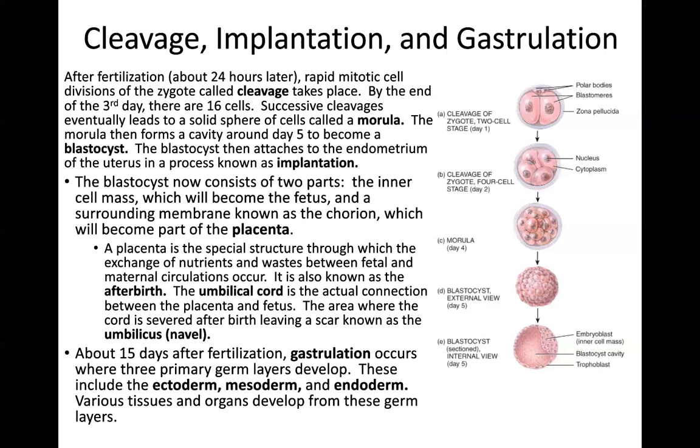And that's what leaves the scar known as the umbilicus, navel, or what most people would call the belly button. Okay. Now, about 15 days after fertilization, a process called gastrulation occurs. We call it gastrulation because it forms from a blastocyst into a gastrula. And this is where we first see the three primary germ layers develop. This is the first time we'll see any tissues. And those three tissues are the ecto, the meso, and the endoderm.